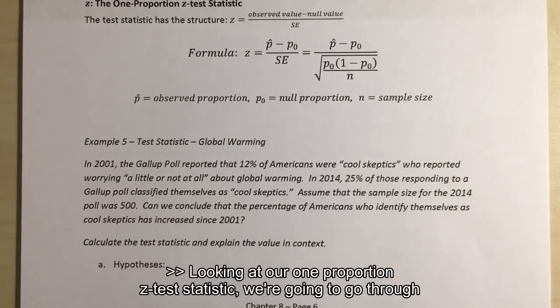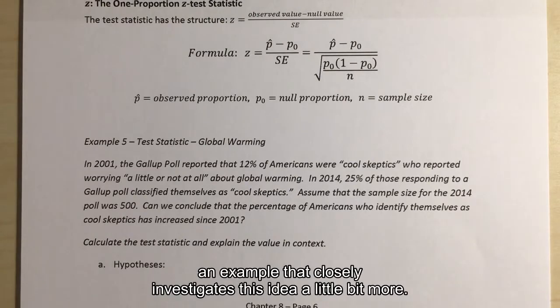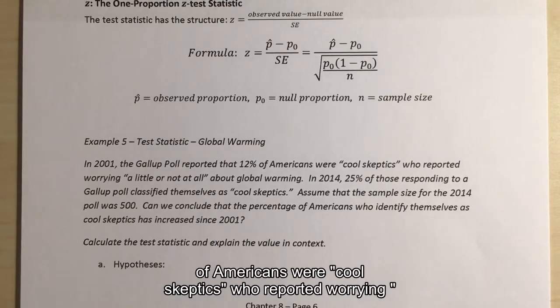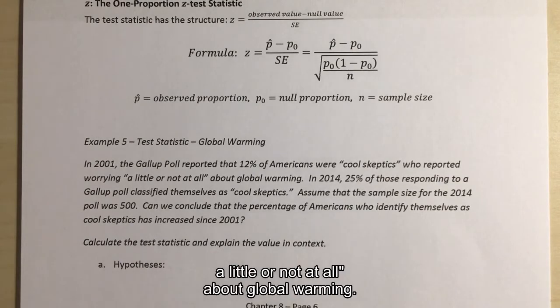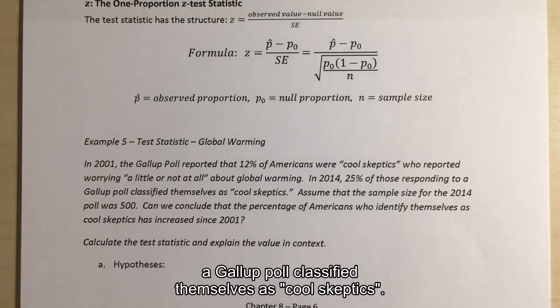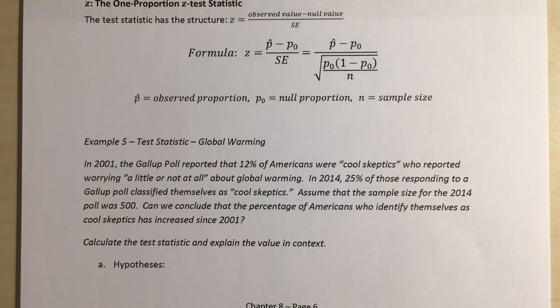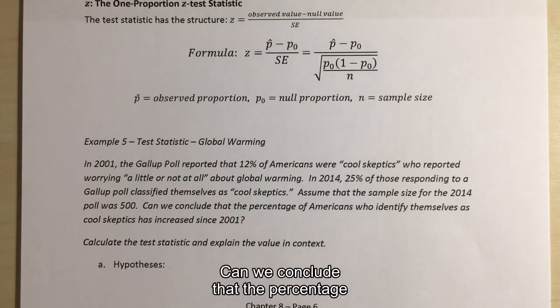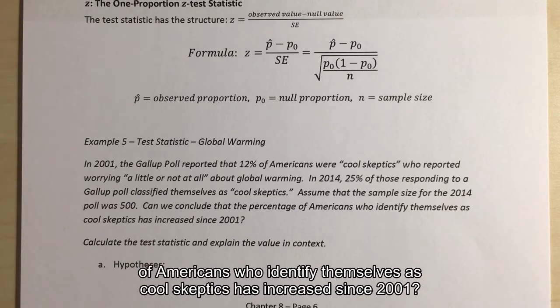Right, so looking at our one proportion z-test statistic, we're going to go through an example that closely investigates this idea a little bit more. In 2001, the Gallup poll reported that 12% of Americans were cool skeptics who reported worrying a little or not at all about global warming. In 2014, 25% of those who responded to a Gallup poll classified themselves as cool skeptics. Assume that the sample size for the 2014 poll was 500. Can we conclude that the percentage of Americans who identify themselves as cool skeptics has increased since 2001?